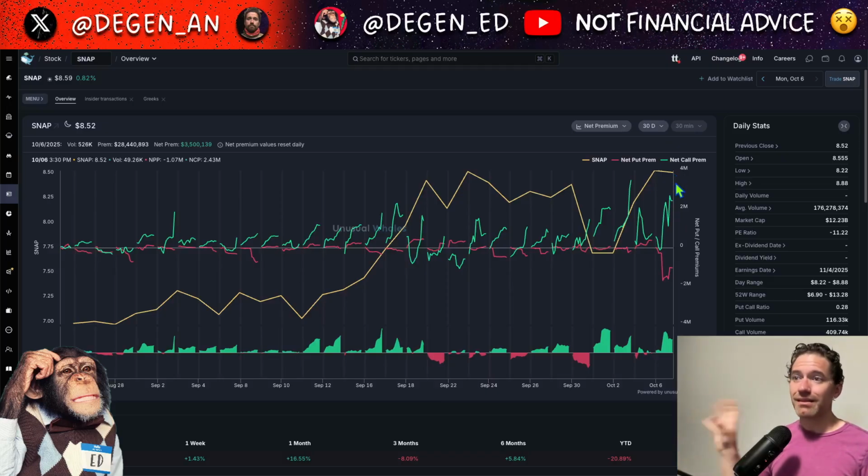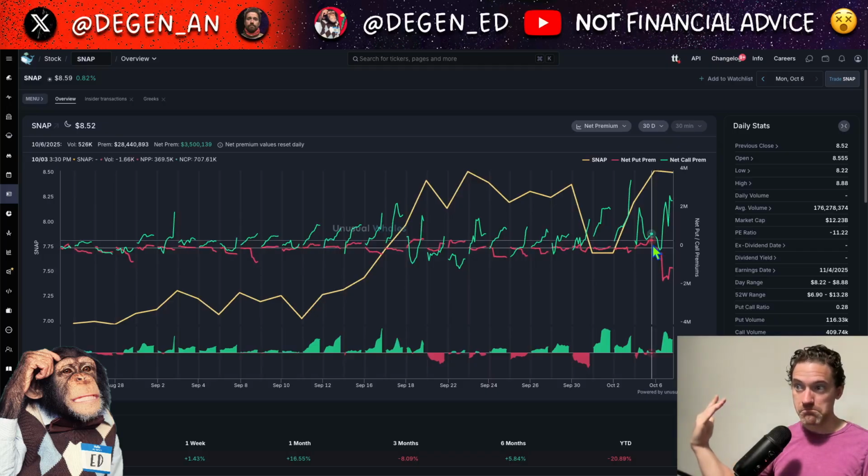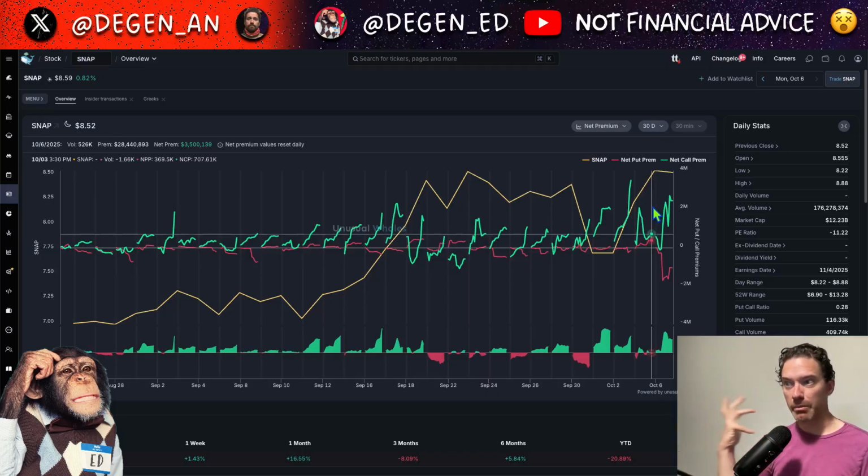And so what we can see, the thing that really stands out to me, not looking at numbers necessarily, just looking at trends, is a lot of green above the 0 line. So that suggests buying of calls. That's net call premium in green. And we can see the trend is that net call premium is oftentimes above that 0 line. That looks pretty bullish. That suggests the buying of calls.